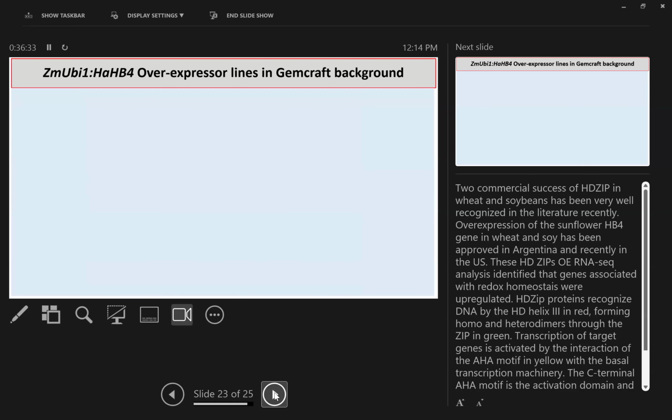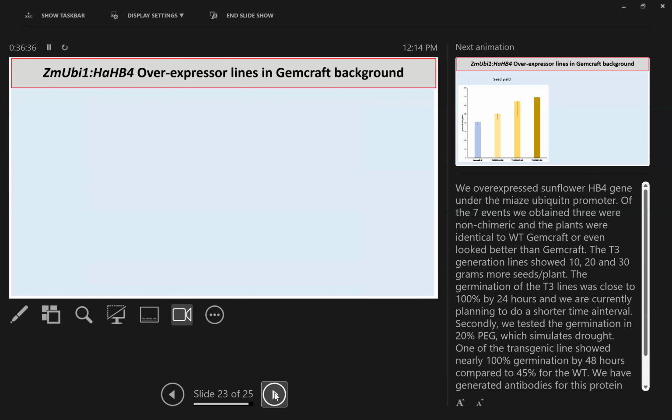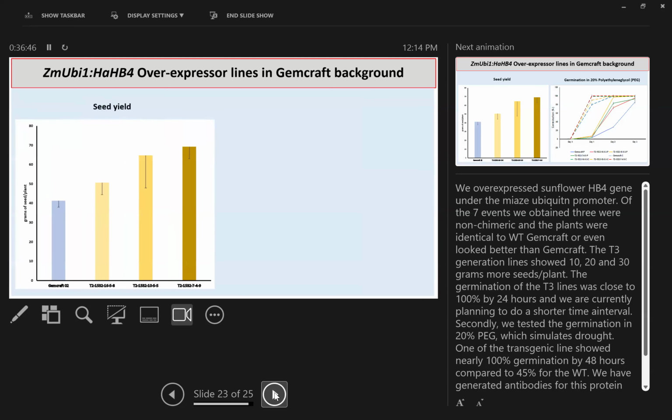So we overexpressed HAHB4 in GemCraft, and we used the maize ubiquitin promoter to do this. I'll just share one or two pieces of data and then wind up here. We are screening the T3 generation plants for these events.